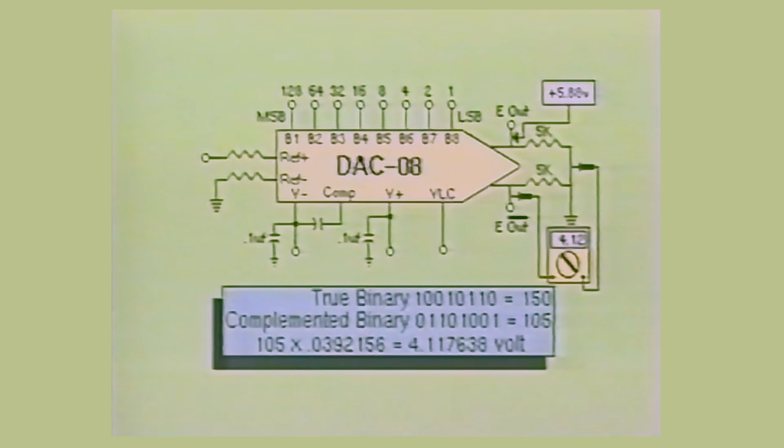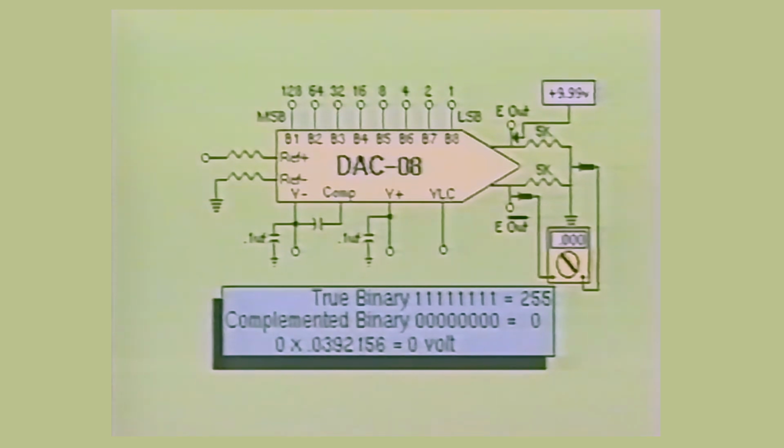When binary input 10, 01, 01, 10 was applied at the binary inputs, you saw that the true analog output was approximately 5.88 volts. As you can see, the complemented output with this same binary input is now approximately 4.12 volts positive. And when all the data inputs were high, you saw that the true analog output was approximately 9.99 volts. As you can see, at the complemented output, the voltage is now 0.